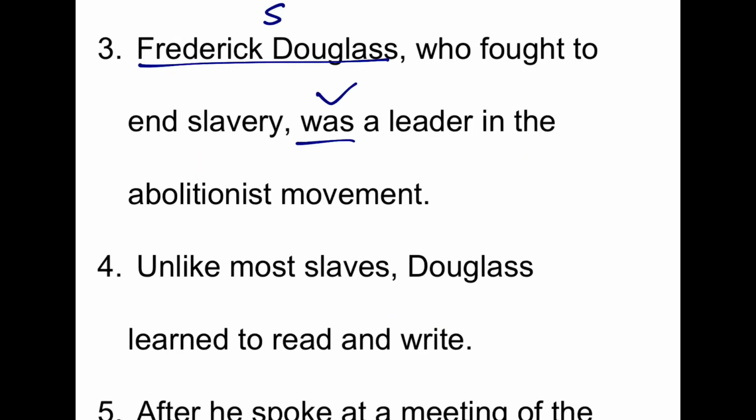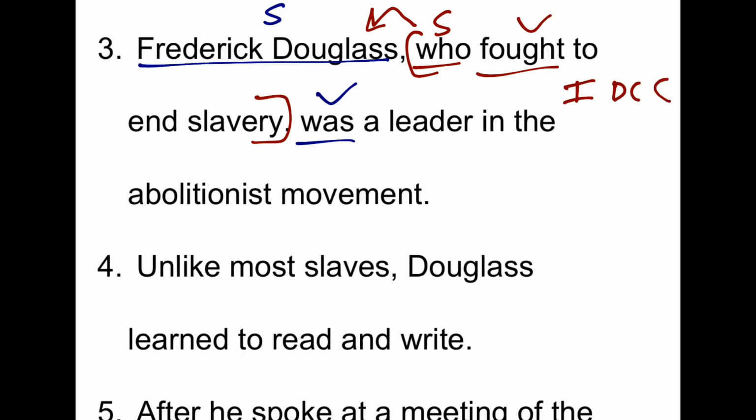Number 3, Frederick Douglass was is the first subject-verb pairing. Can you find the next? If you said, who fought, you were right. This is a type of dependent clause called a relative clause, and the whole thing is surrounded by commas, so that gives you a clue. Describes Frederick Douglass. Because there's a dependent clause in the middle of an independent clause, so I guess the structure would be kind of like this, whereas the dependent clause is right in the middle, this is a complex sentence.